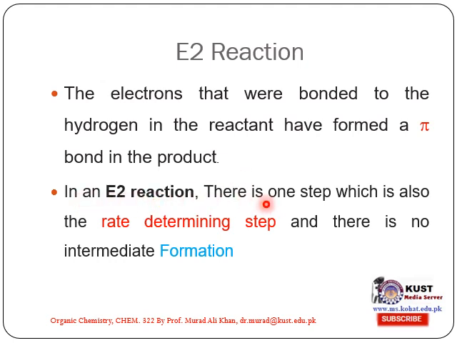In an E2 reaction, there is one step which is also the rate determining step, and there is no intermediate formation. As all the steps are simultaneous, there is no intermediate formation, as was the case in the E1 reactions, the formation of carbocation, which was an intermediate in the E1 reaction. But here in the E2 reaction, there is no intermediate, and the one step reaction is the rate determining step also.